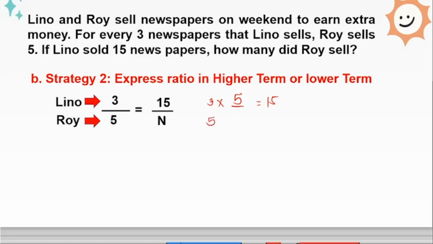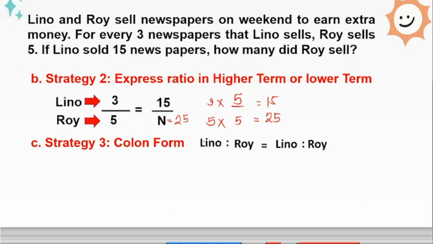So, i-multiply din natin yung second term sa 5. So, 5 times 5 is equal to 25. So, therefore, n is equal to 25. So, that's how we solve the given problem or direct proportion using the higher term or lower term ratio. Then, the next strategy, we can use the colon form. So, given na ito, di ba? So, Lino to Roy as Lino to Roy. First term, second term. Sa second ratio ay first term, second term.